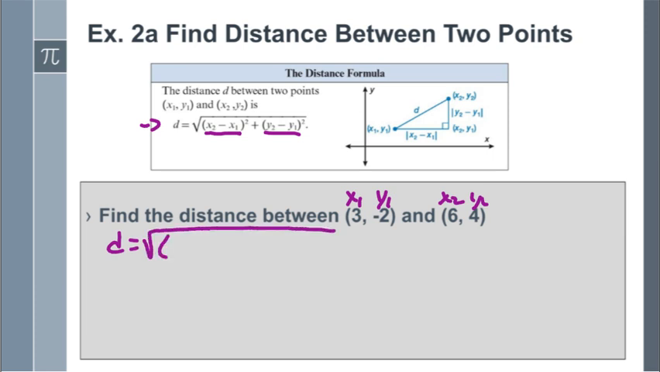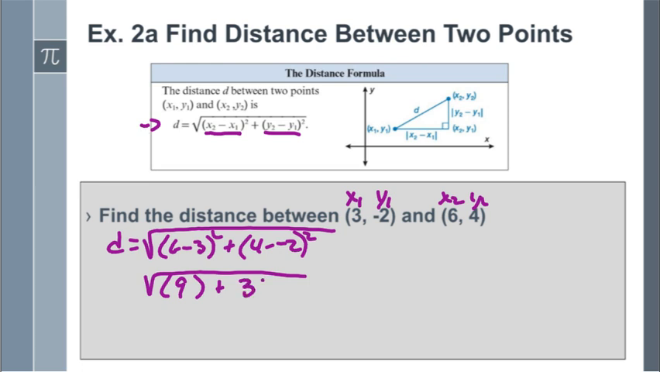So I have 6 minus 3 squared plus 4 minus negative 2 squared. 6 minus 3 squared is 9, plus 4 minus negative 2, which is 6. 6 squared is 36. If I add those two together, I get the square root of 45.